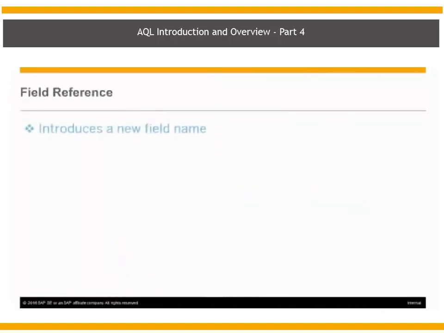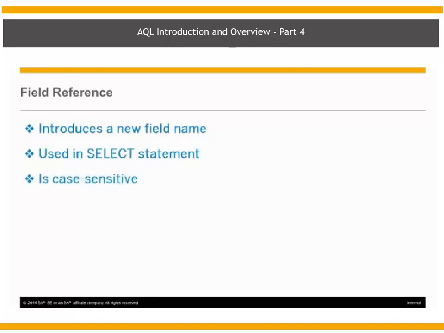A field reference introduces a field name into a query. The field reference is used in the select statement. Field references are case sensitive. If you enter a field that is spelled correctly and exists in the class, but receive an error stating that the field is not found, check the capitalization.